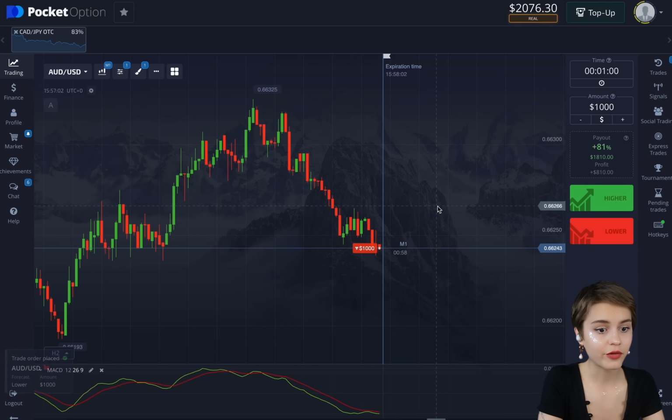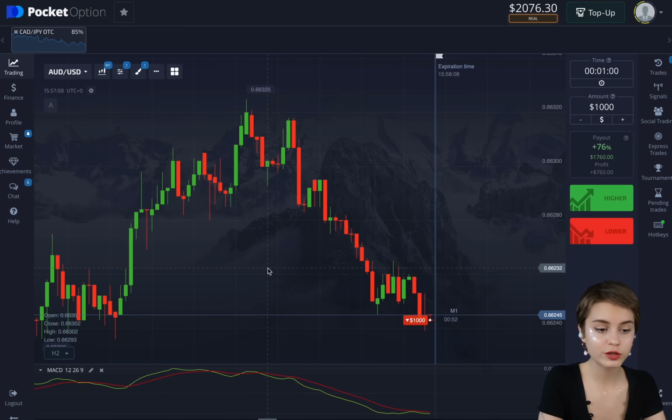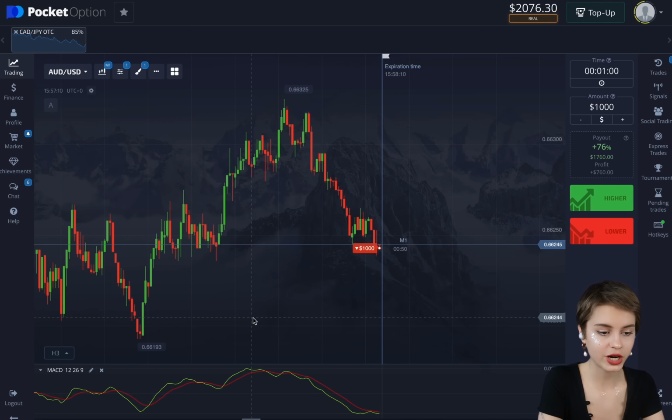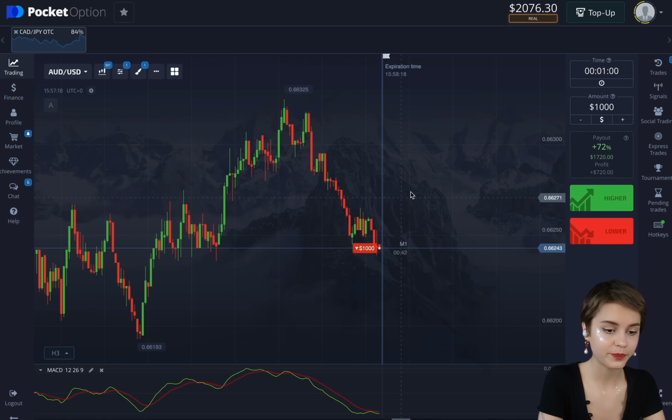So guys, small hack for those who are not sure whether they should open a deal or not. I always watch the last few intersections on the chart, and if they are resultative, we open a deal. If they are questionable, then we skip that chart.